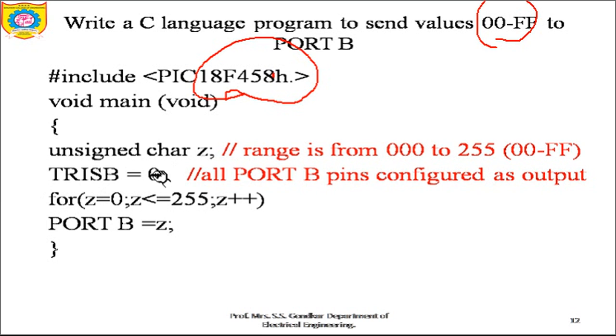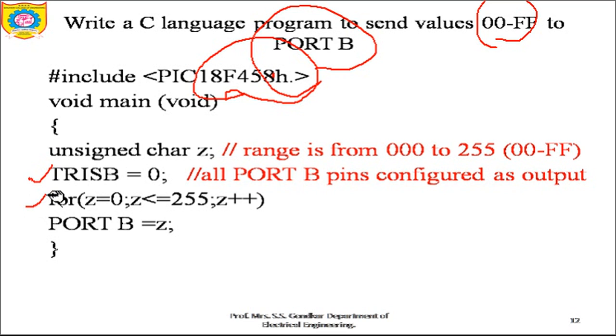TRISB equal to 0 means we have to use port B, and we have to send values, which means we have to output those values. TRIS, the tri-state register, is used for ports to configure them either as an input or as an output. When it is set to 1, the port acts as an input port. Whenever we want to set the port as an output, you have to configure it to 0. So TRISB equal to 0 will configure port B as an output.